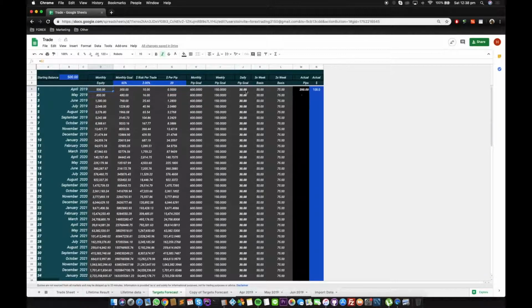Of course, this sheet does not account for the down days. So in January 2022, I'm not going to make $2 billion because that's far-fetched. That's unreasonable because this does not account for your down days. So this helps me keep on track of my targets.